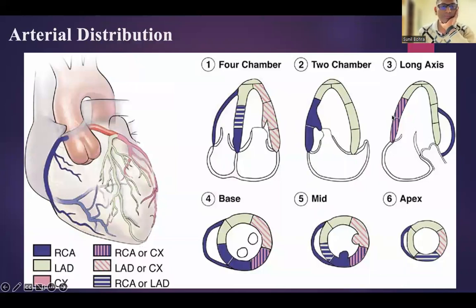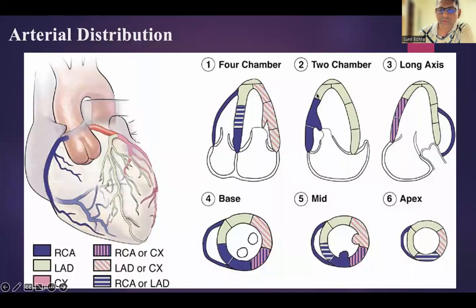So having said this, we should always know about the arterial distribution. So we have the left anterior descending artery, the right coronary artery, and then the LCX. So in the 4-chamber view, you can see here there is an overlap of supply from the LAD and the LCX. So the lateral wall can be supplied by both or majority by one of the arteries, whereas the apical septum and the LV apex is exclusively supplied by the left anterior descending artery. And the basal inferior septum is supplied by the RCA, and then there's a watershed zone for the mid segment.